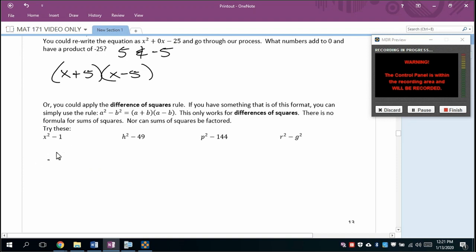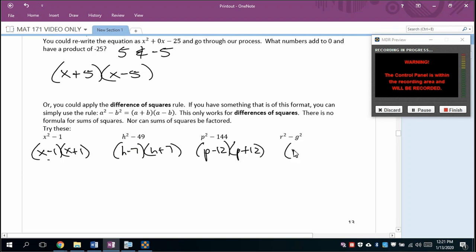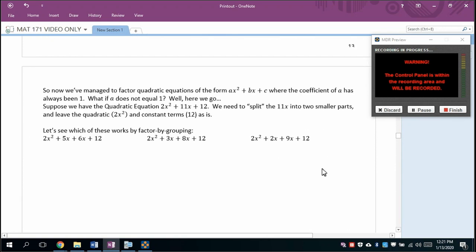the square root of x squared is x. The square root of 1 is 1. So this would be x minus 1, x plus 1, h minus 7, h plus 7, P minus 12 and P plus 12, and then R plus G, R minus G. And that's all you have to do.